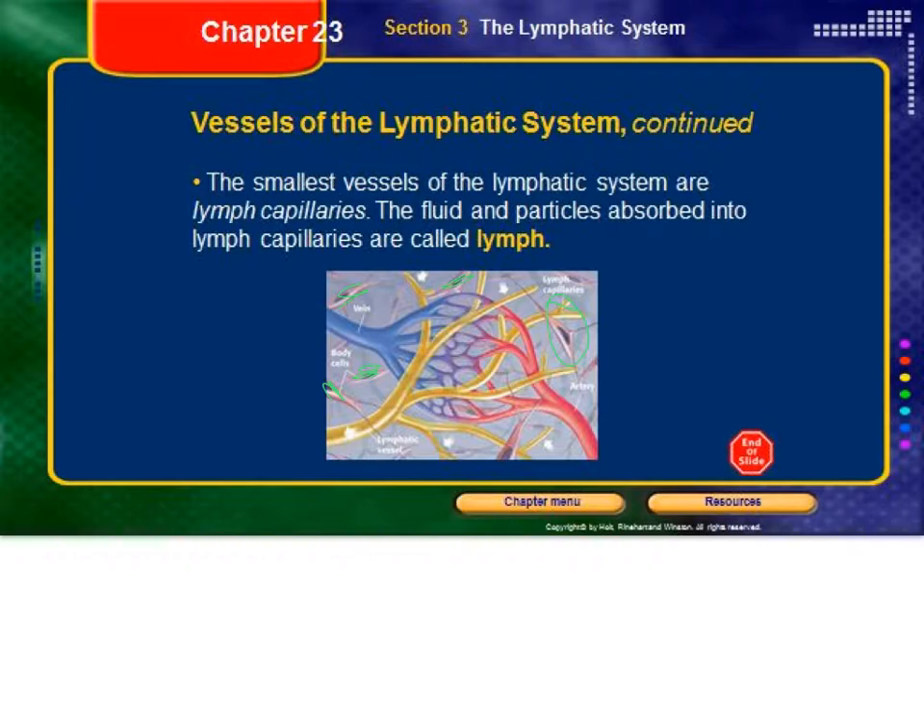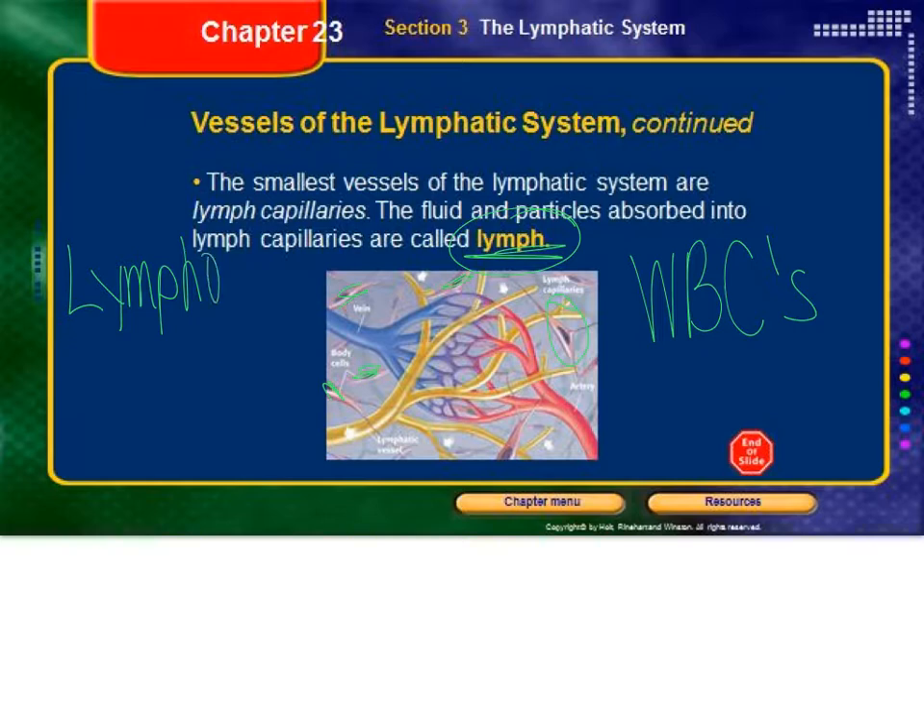So inside that lymph vessel is lymph. You don't have a place for lymph? So lymph is just a type of fluid, and lymph contains WBCs. Do you guys remember what that stands for? White blood cells. And one of the white blood cells is called lymphocytes. So that's going to be a major one in the lymphatic system.